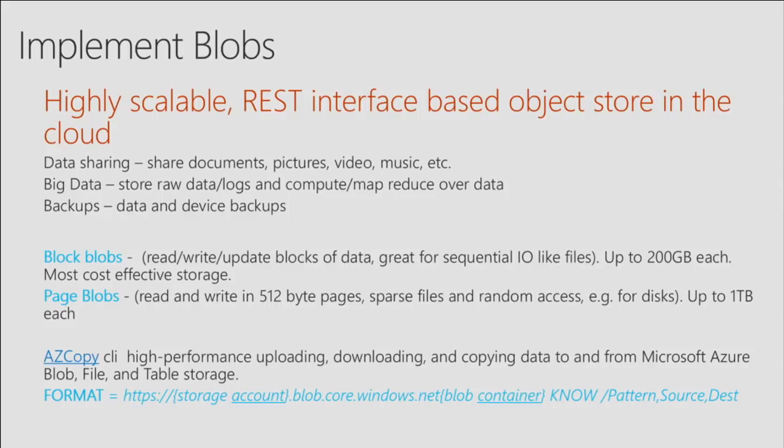Know the difference between block blobs and page blobs, neither of which are very easy to say. A block blob can be up to 200 gigabytes each, and it's the cheapest way of storing stuff, but it's not available for all types of storage. If you want to store disks, they need to be page blobs. And it says here, page blobs up to 1 terabyte. They're read and written in 512-byte pages, so they're ideal for disks for random access.